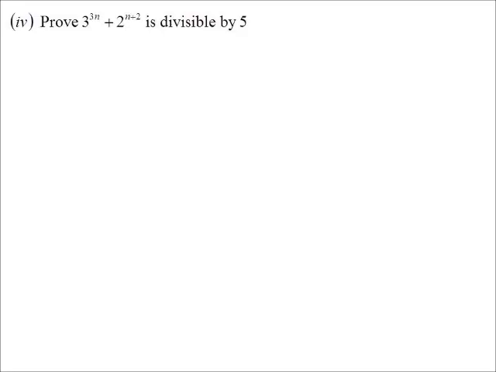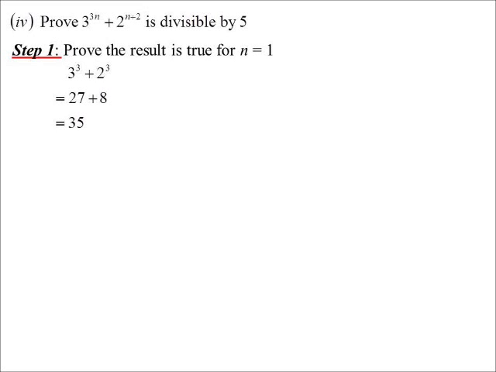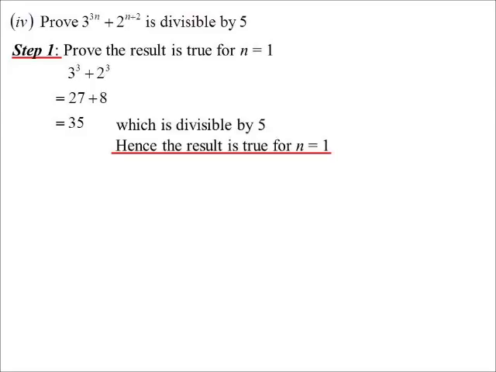Okay. Well, let's try n equals 1. Let's see what happens. 3 to the power of 3n becomes 3 cubed. That's 27. 2 to the power of n plus 2, 2 cubed. That's 8. 27 plus 8 is 35. So yes, it does work for n equals 1. So that's divisible by 5.